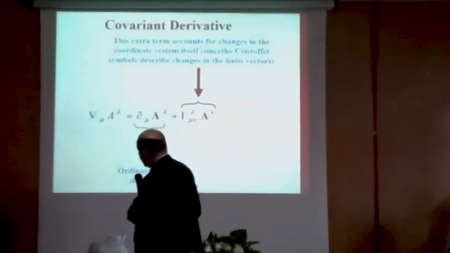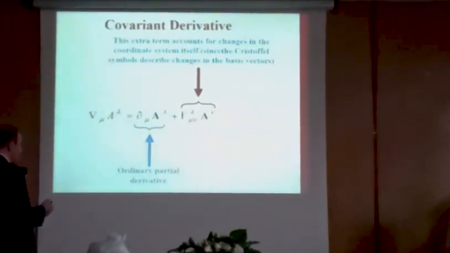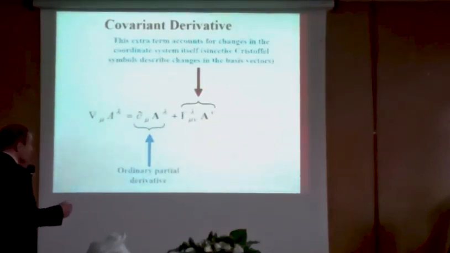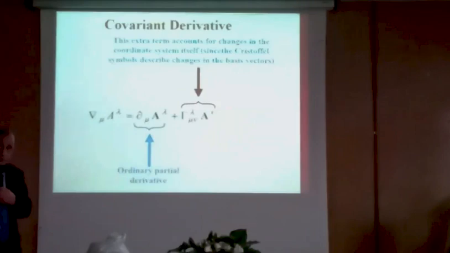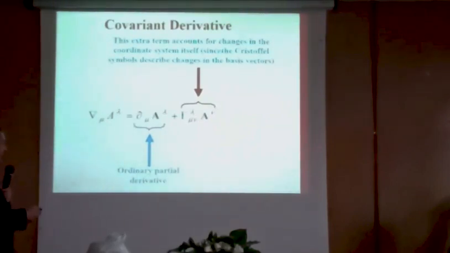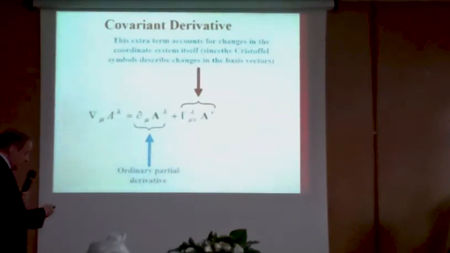So the covariant derivative is not only the partial derivative of a quantity. I add to this a quantity such that this whole quantity changes according to the laws of tensors. This is what we call the covariant derivative. You will see more about it in a coming lecture.